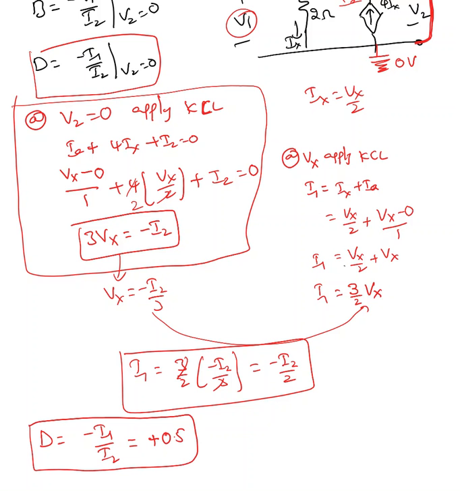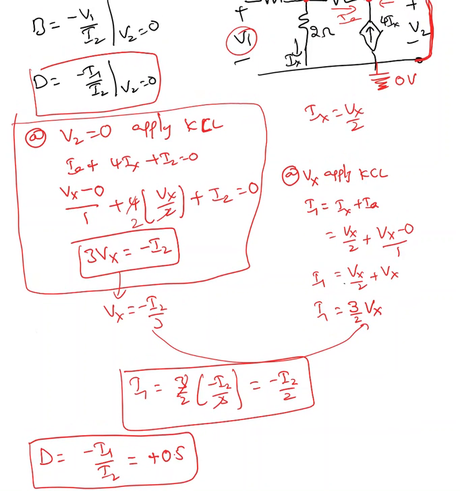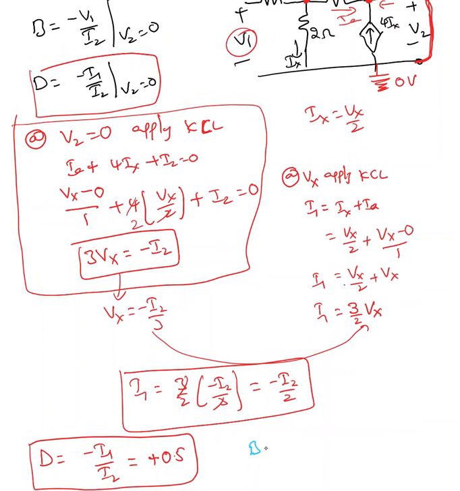Now I have D. Now I'm going to find B. I have the equation B equal to minus V1 over I2. So I need a relation between V1 and I2. So from the same circuit, I already have this equation from the previous, and I also have another equation there.